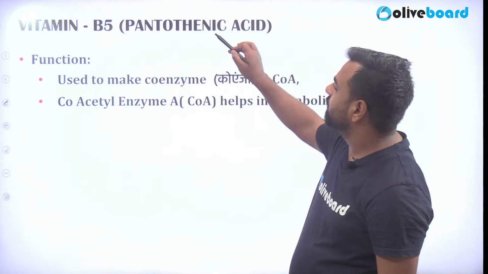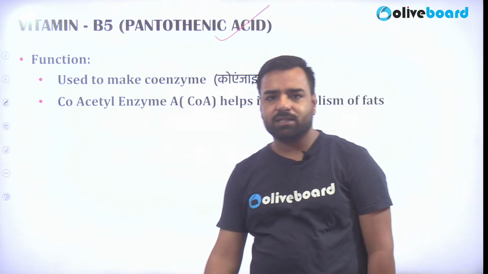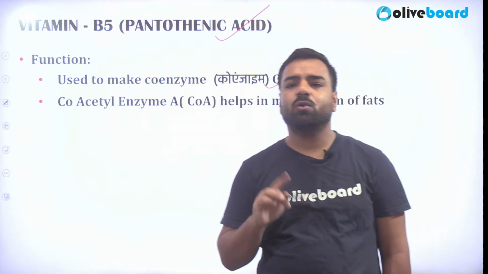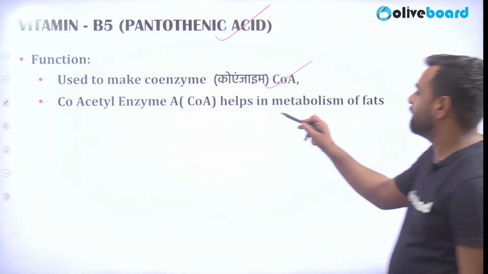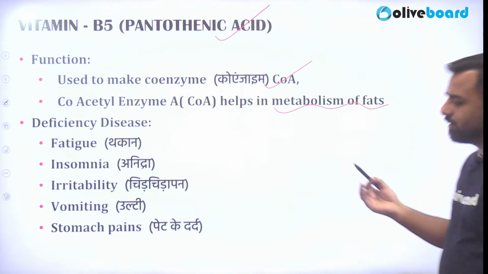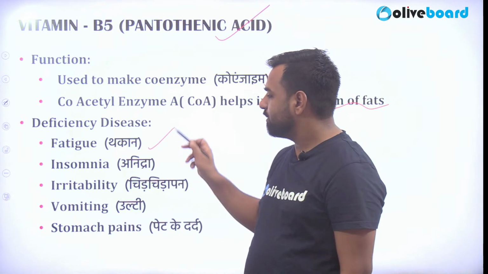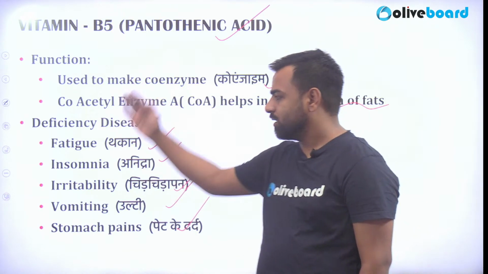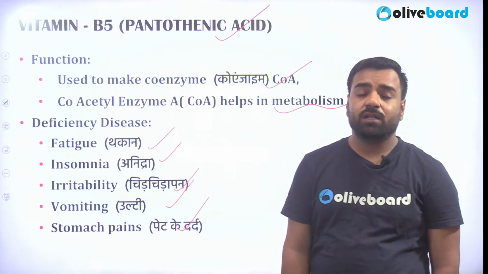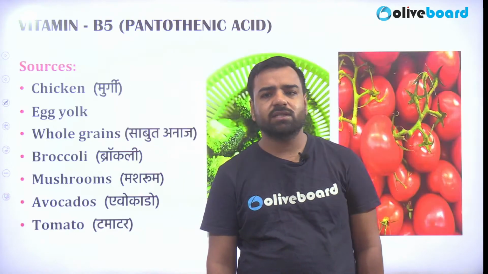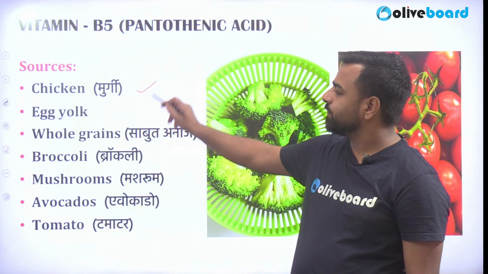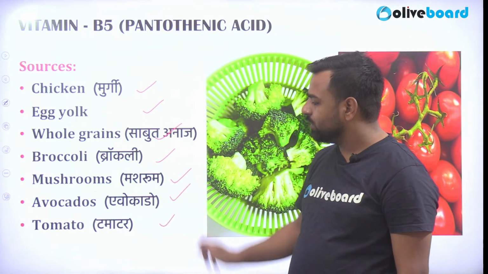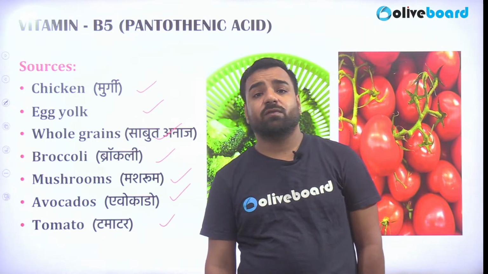Next, B5, the chemical name is pantothenic acid. That's used to make coenzyme A, and what is that? Acetyl coenzyme A, and that helps in the metabolism of fats. Its deficiency leads to fatigue, insomnia, irritability, vomiting and stomach pains. These are the issues caused because of a lack of vitamin B5. The sources are chicken, egg yolk, whole grain, broccoli, mushroom, avocado and tomato.